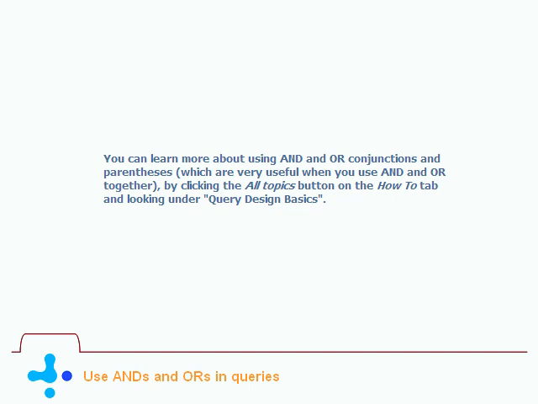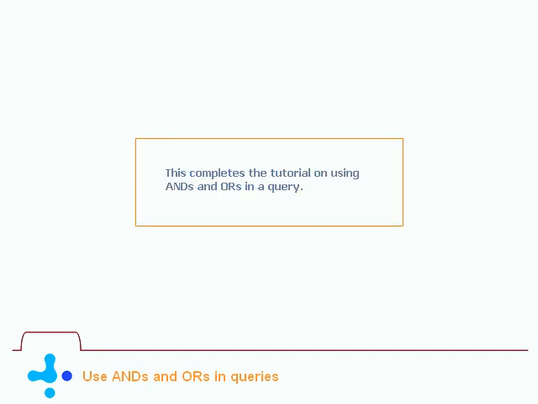You can learn more about using and or conjunctions and parentheses, which are very useful when you use and or together, by clicking the All Topics button on the How To tab and looking under Query Design Basics. This completes the tutorial on using ands and ors in a query.